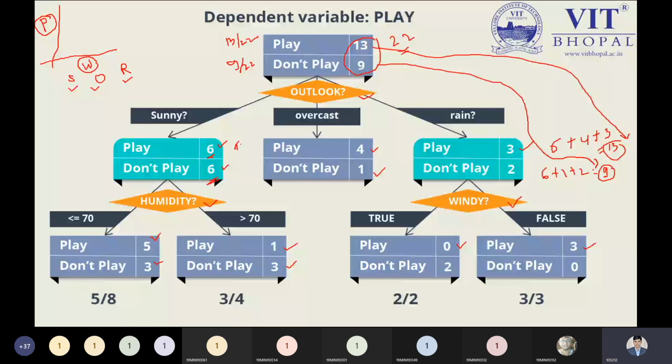Yes, student. Tell me any doubt. No, sir. So it is clear to all how we are representing our information in form of decision tree. Is it clear right now?